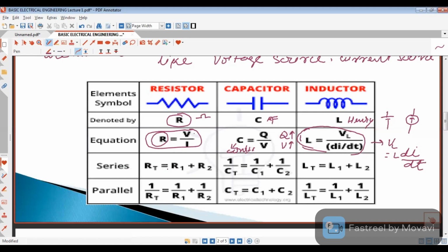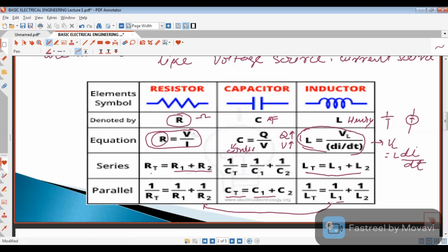And this is the series connection, RT. If two resistances are in series, R1 plus R2 will be the total resistance. And in capacitance, if they are connected in series, their equivalent will be 1 by C equivalent equal to 1 by C1 plus 1 by C2. And for inductor, it is same as the resistor. But for parallel combination, the resistance is 1 by RT equal to 1 by R1 plus 1 by R2. And in capacitance, CT equals C1 plus C2 if capacitors are connected in parallel. And if inductors are connected in parallel, it follows the rule of the resistance.